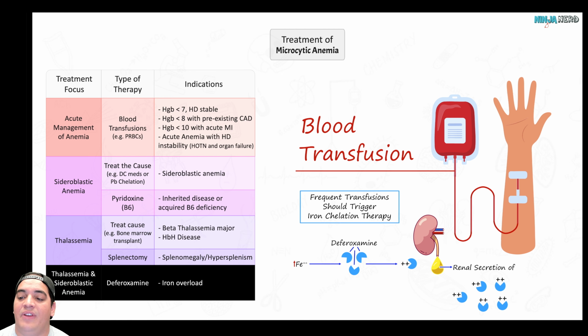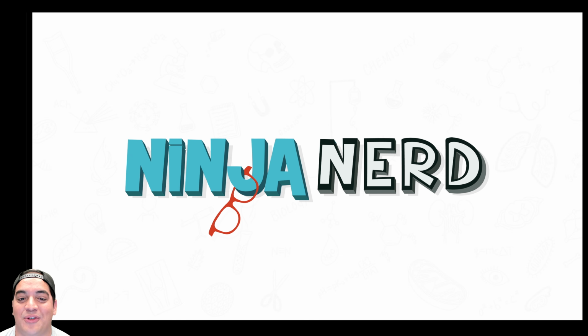Because again, features of hemochromatosis could be cardiomyopathies, it could be hyperpigmentation, it could be diabetes. So there's a lot of different presentations that you have to be watching out for, and especially sometimes even cirrhosis. So it's really important to make sure that you give these patients iron chelating agents if they're getting overloaded with iron. All right. My friends, that covers microcytic anemia.